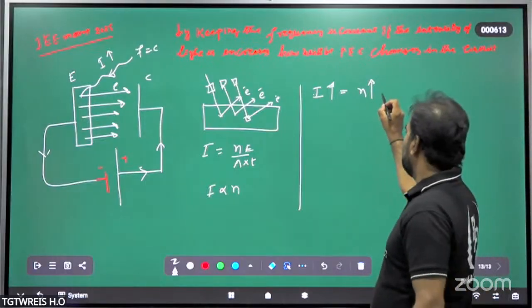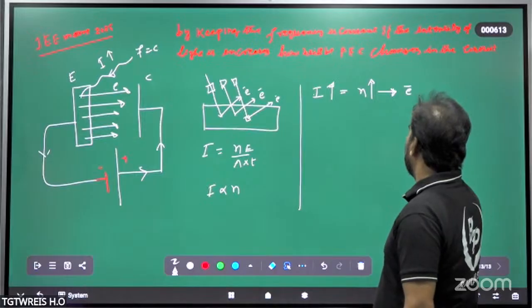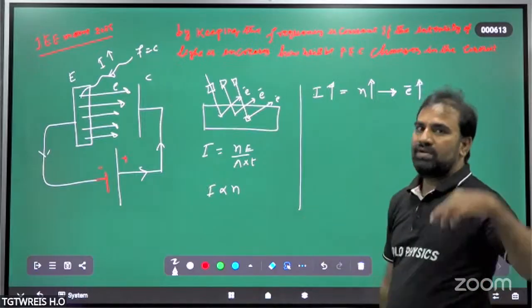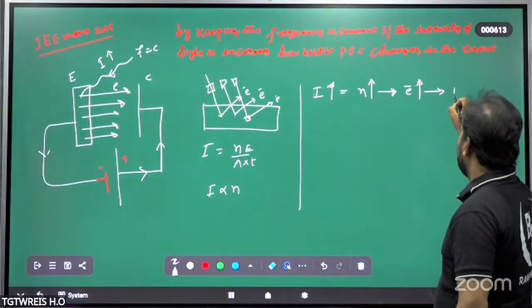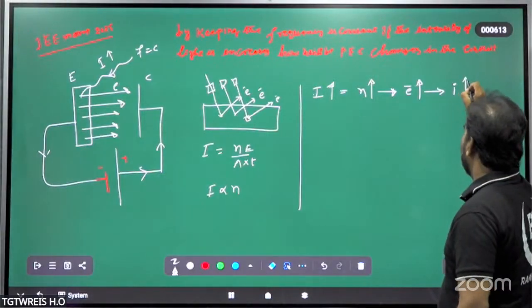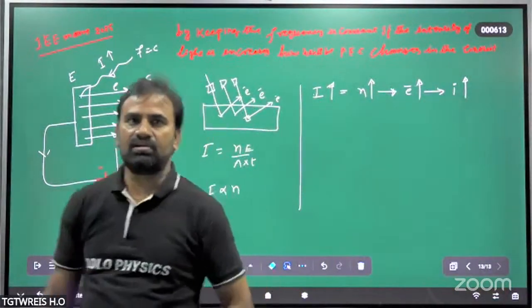When the number of photons is increased, the emission of electrons from the emitter also increases. When the emission of electrons from the emitter increases, the photoelectric current in the circuit also increases. Is it clear? Is it clear or not?